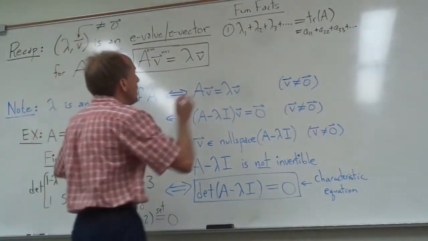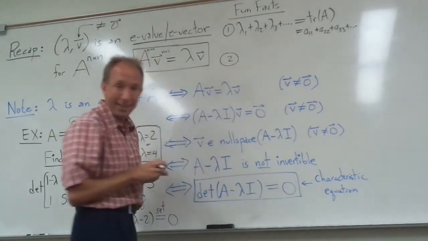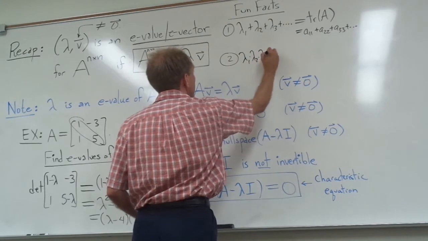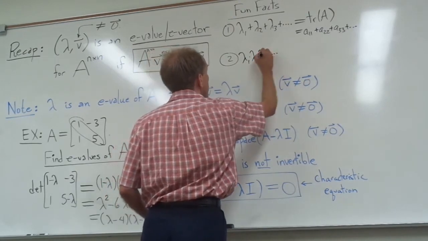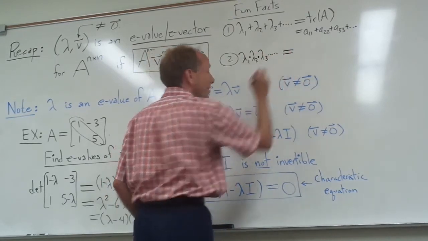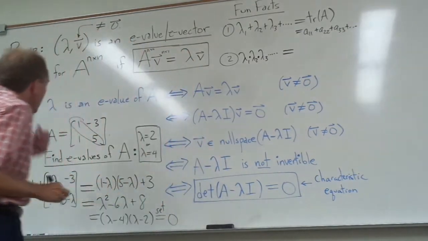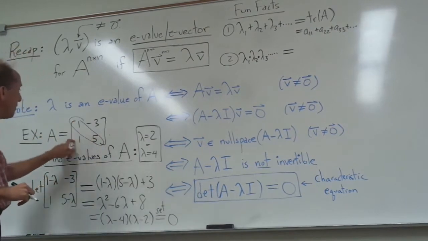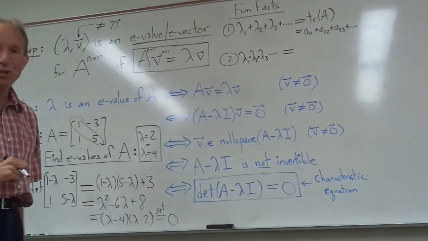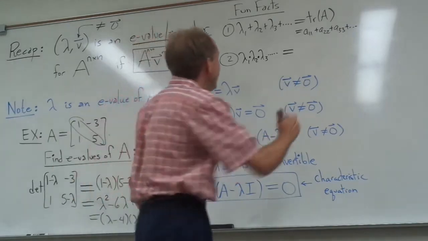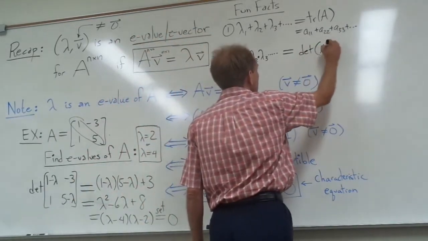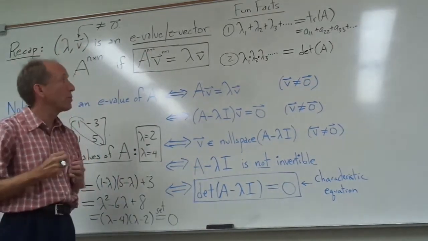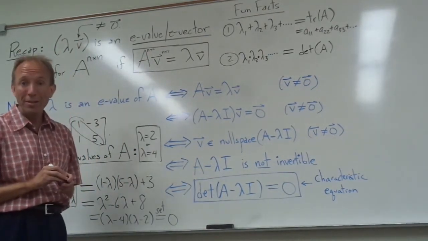Okay. On the other hand, here's a second fact. If you multiply the lambdas together, in this case we get 8. Turns out that's the same as the determinant of the original matrix. Okay? So that is actually always true as well. So the product of the eigenvalues has to be the determinant.